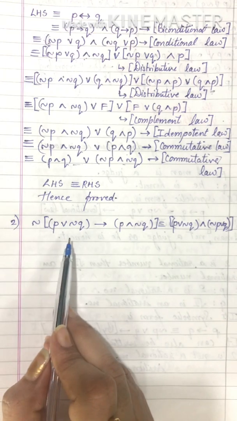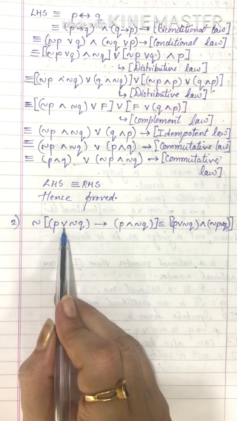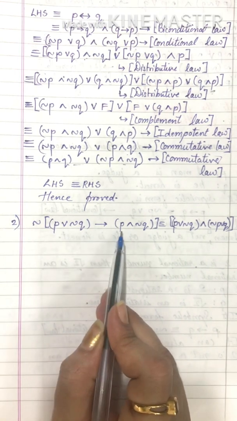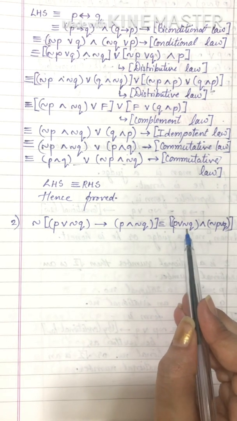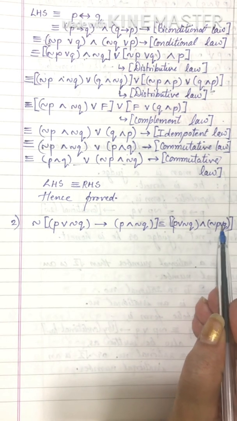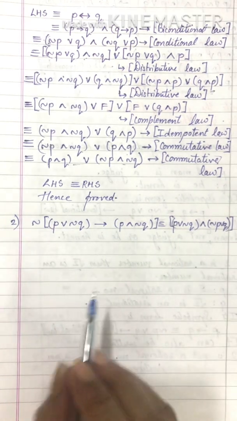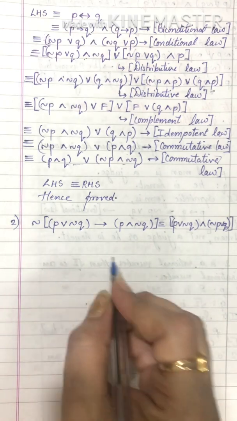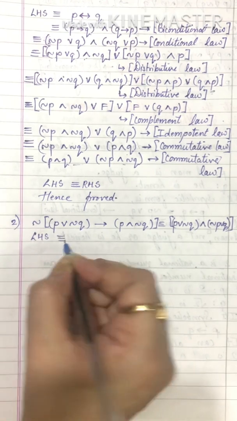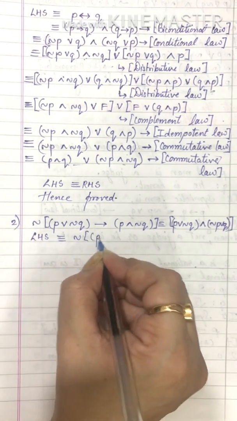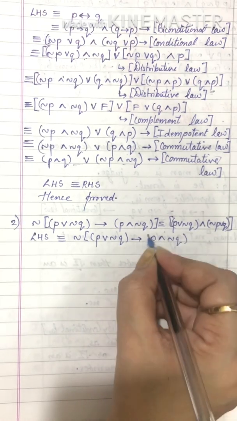Okay, now next sum, check this out. It's seeming a very lengthy question. Negation P or negation Q implies P and negation Q, equivalent to P or negation Q and negation P or Q. Do not get scared of these questions. These are very easy, and this one is a very short one. See, we will take LHS first of all. Let's start solving it. Okay, the LHS value given is P or negation Q implies P and negation Q.